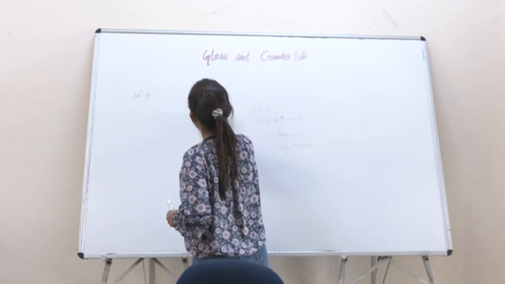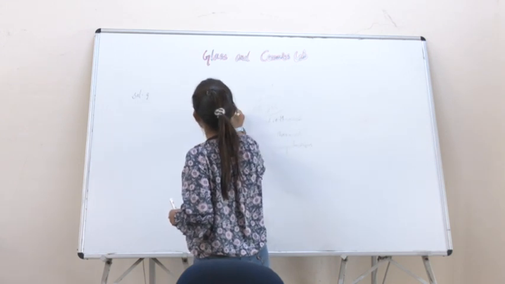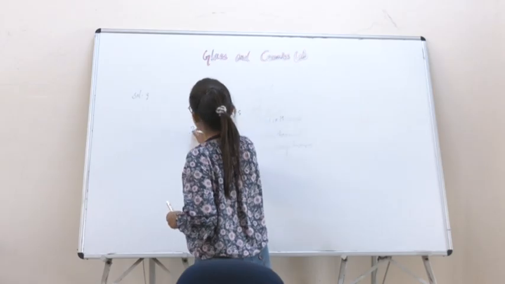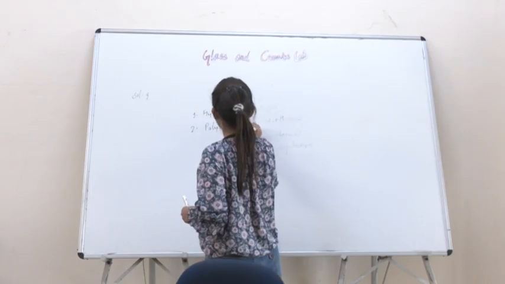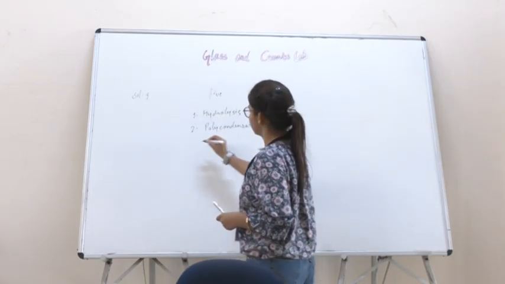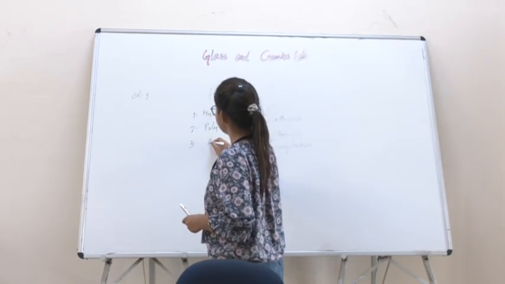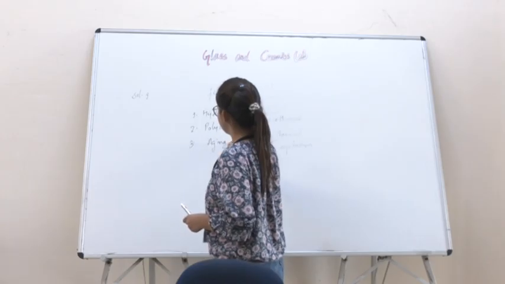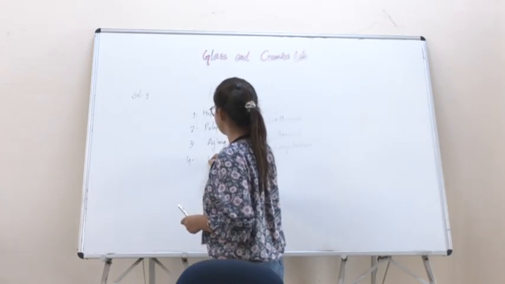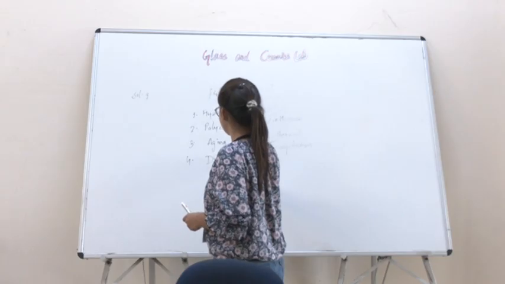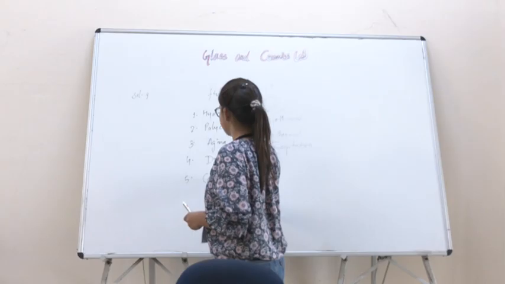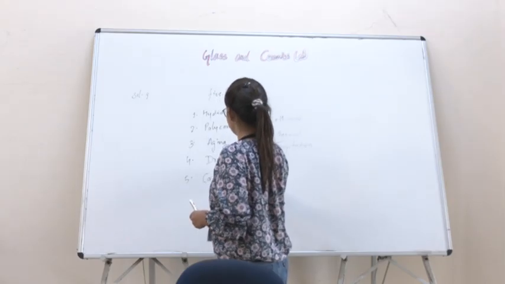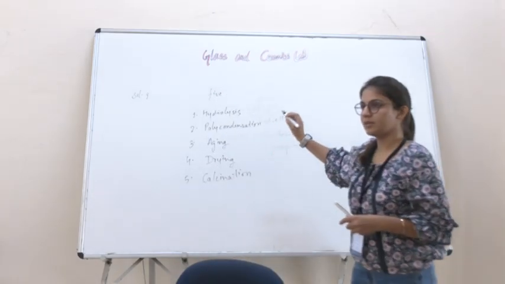First one is hydrolysis. Second one is polycondensation. Third one is aging. Fourth one is drying. And fifth one is calcination. So we'll discuss one by one.